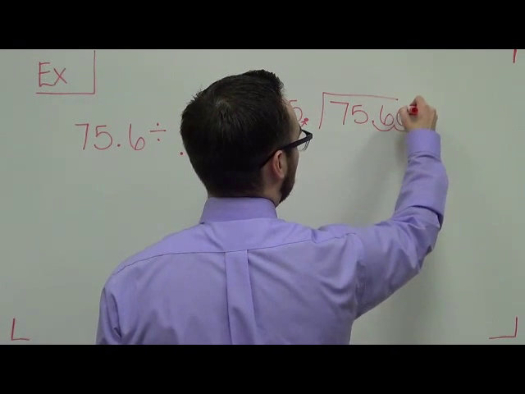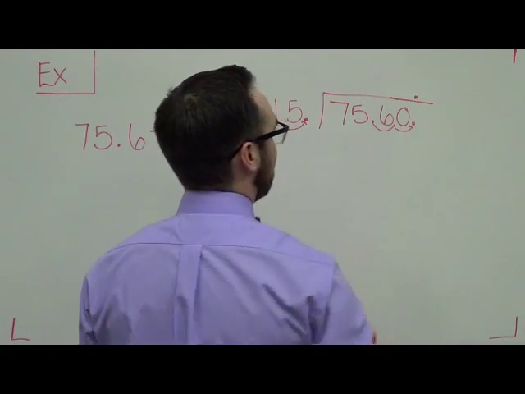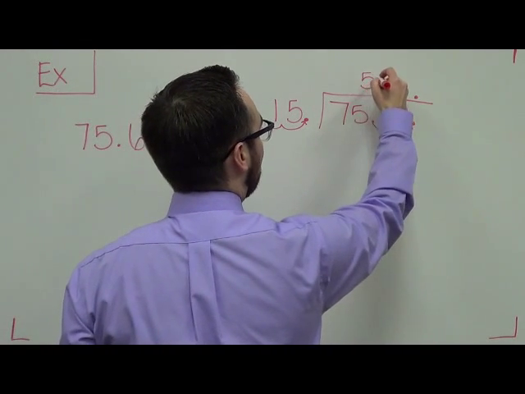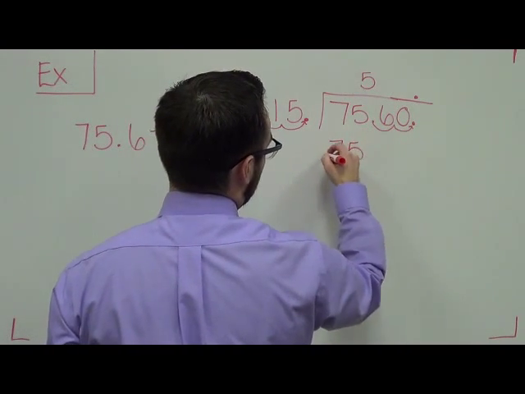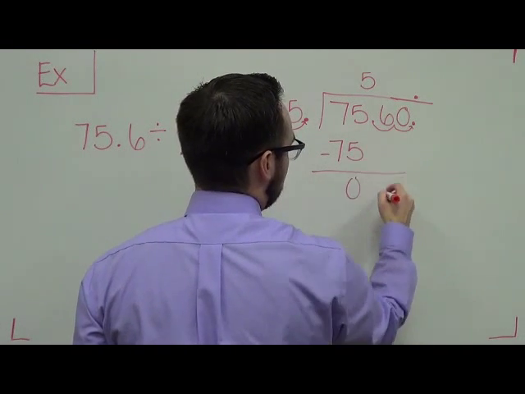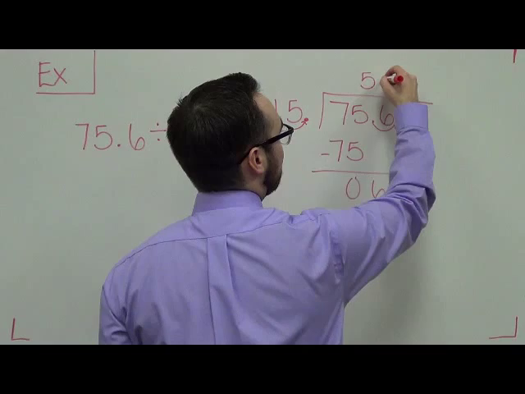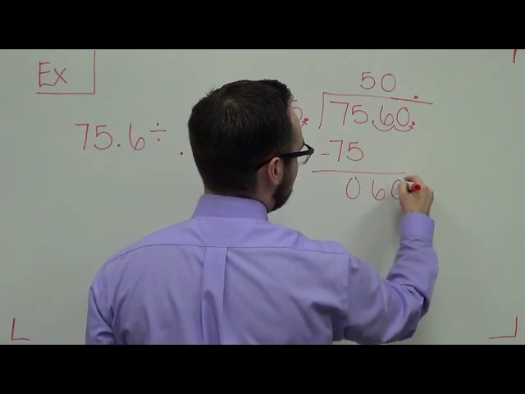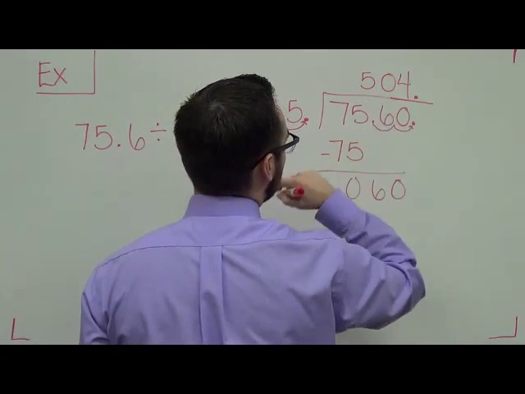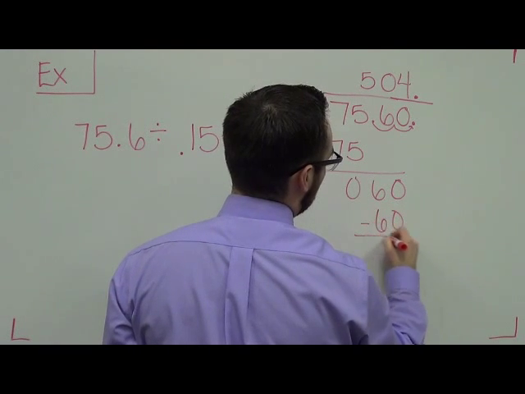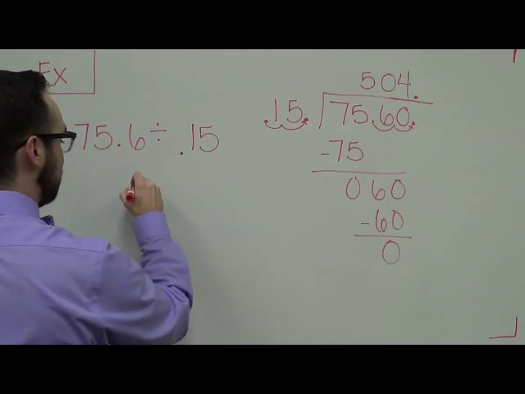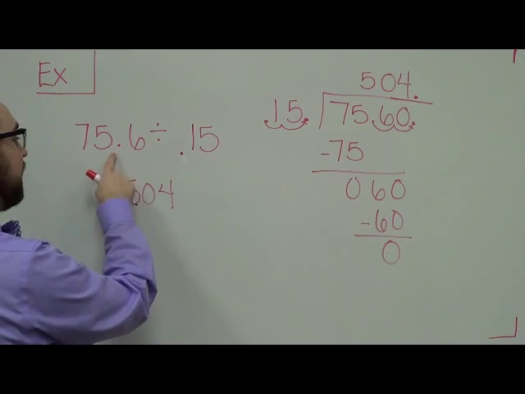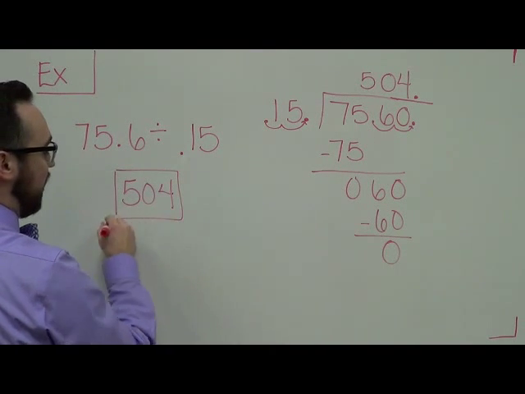But now there's an extra place, so I'm going to add the 0 and move that up. So 15 goes into 75 5 times. 5 times 15 actually is 75, so that gets us 0. We bring down the 6. It's going to go in there 0 times. So 0 times 15, 0. We bring down the extra 0. 15 goes into 60 4 times. 4 times 15 is 60. Subtracting, we get 0, which means our answer is just 504. That makes sense because this is a really small number going into a really big number, so it's going to go in there 504 times.